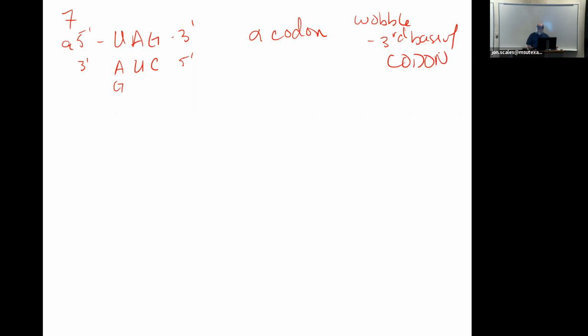So which base is it of the anticodon? Actually, the first nucleotide in the anticodon. So that's the wobble position. And remember that U can base pair with A, or it can base pair with G. So if you look up that codon in your codon table or your codon chart, CU anything is a leucine. So this should be leucine.